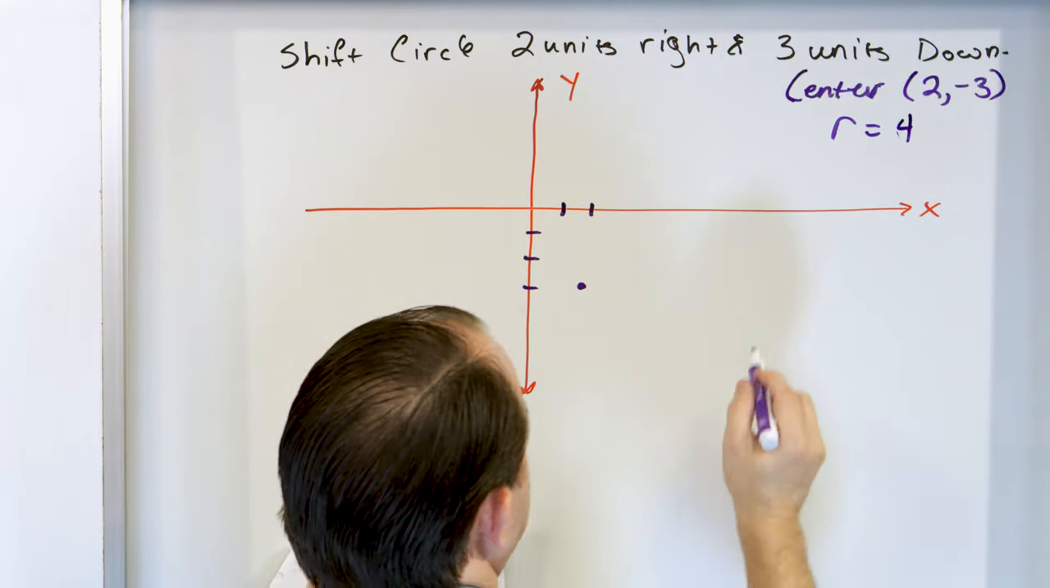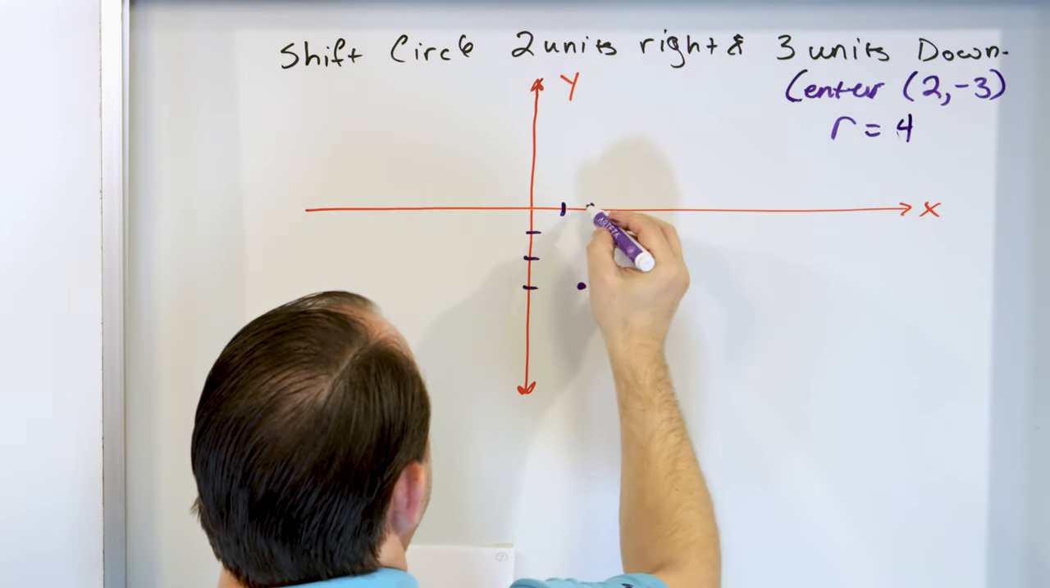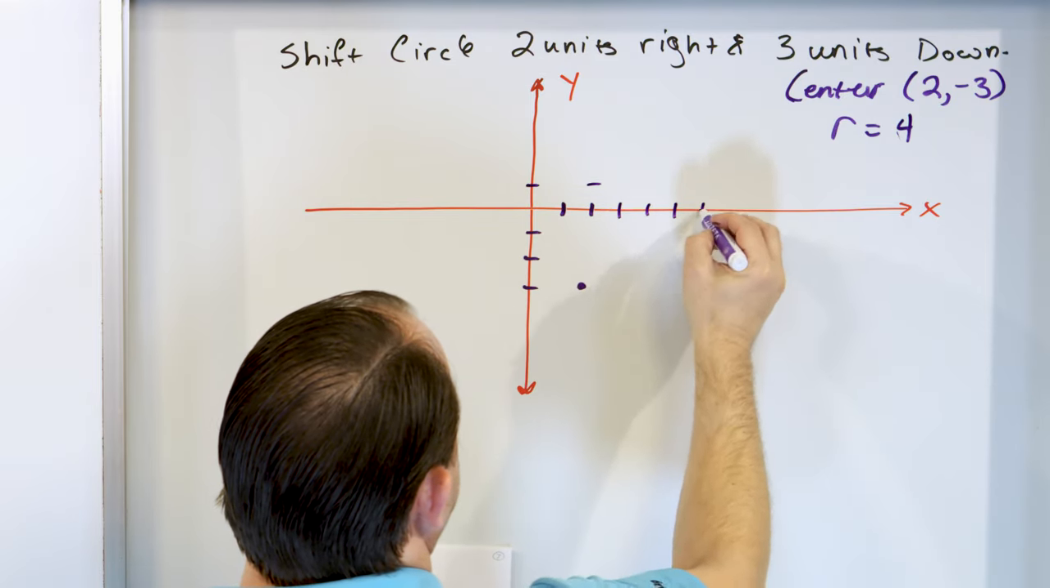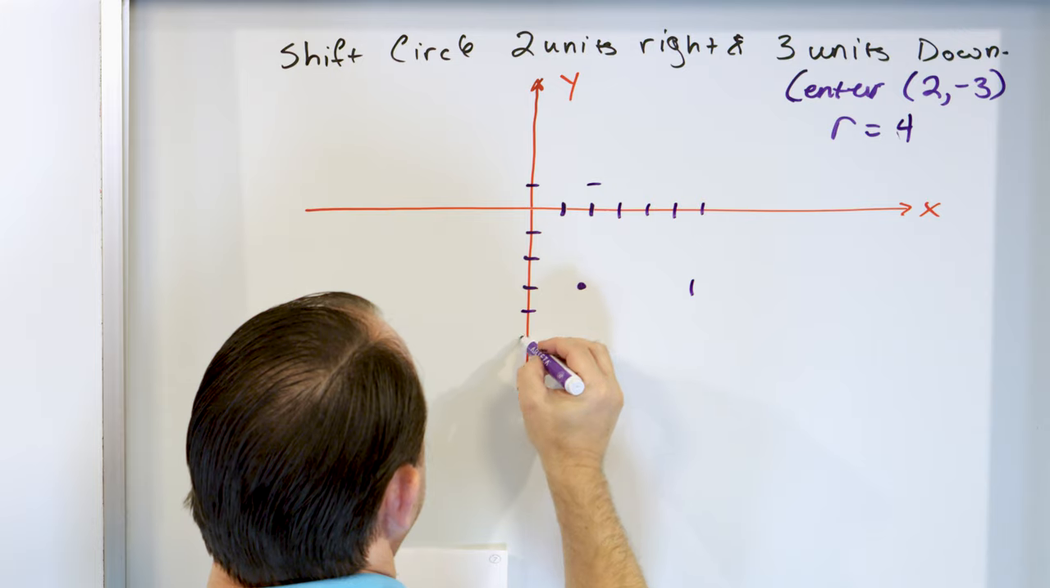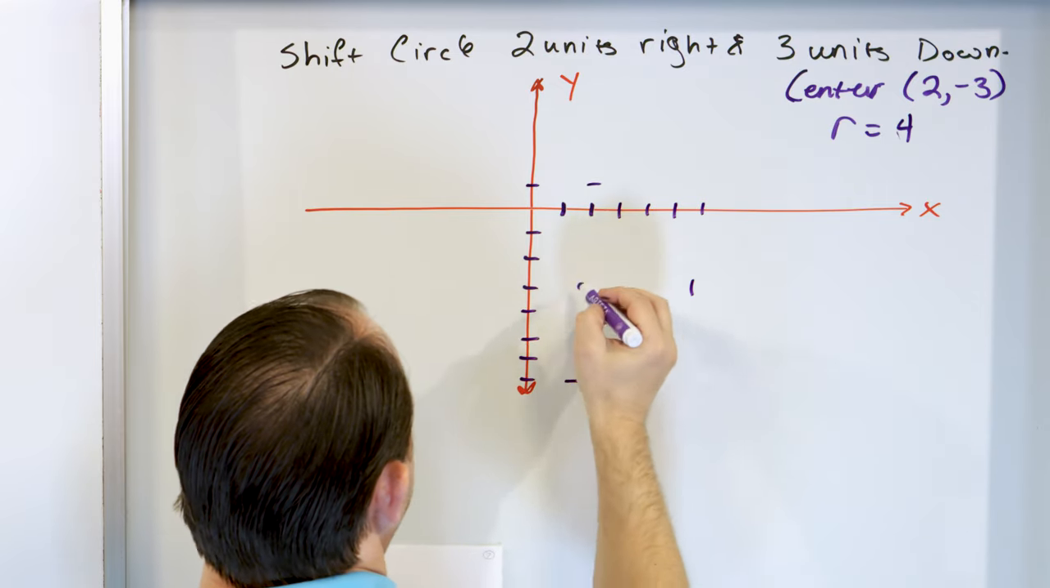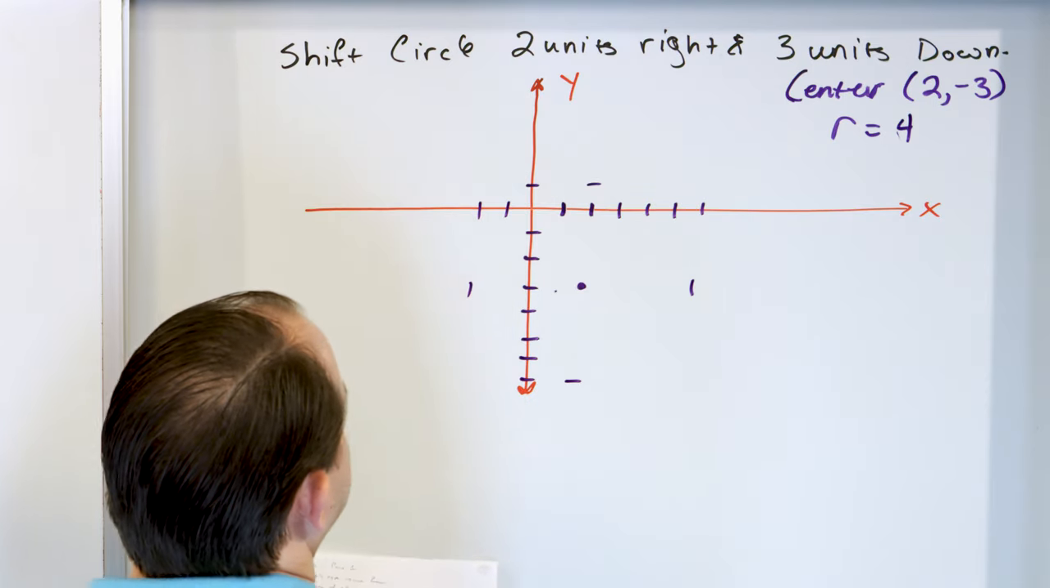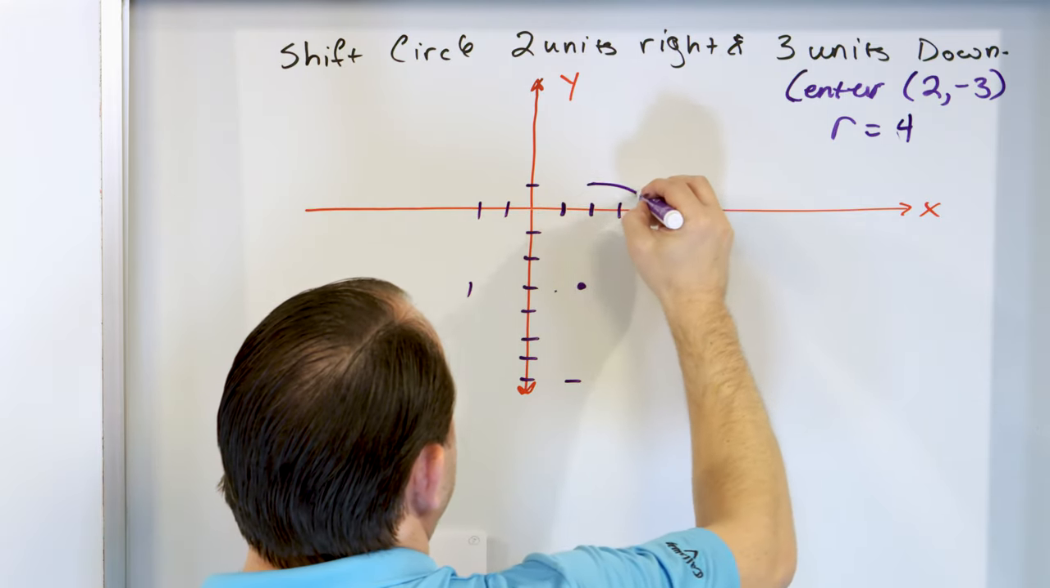So how do we draw this? Well, if the radius is 4, it's 1, 2, 3, 4. And then 1, 2, 3, 4, we're going to put a little tick mark there. Then 1, 2, 3, 4, we'll put a little tick mark there. And then 1, 2, then 3, 4, we'll put a little tick mark here. So this should describe this circle.